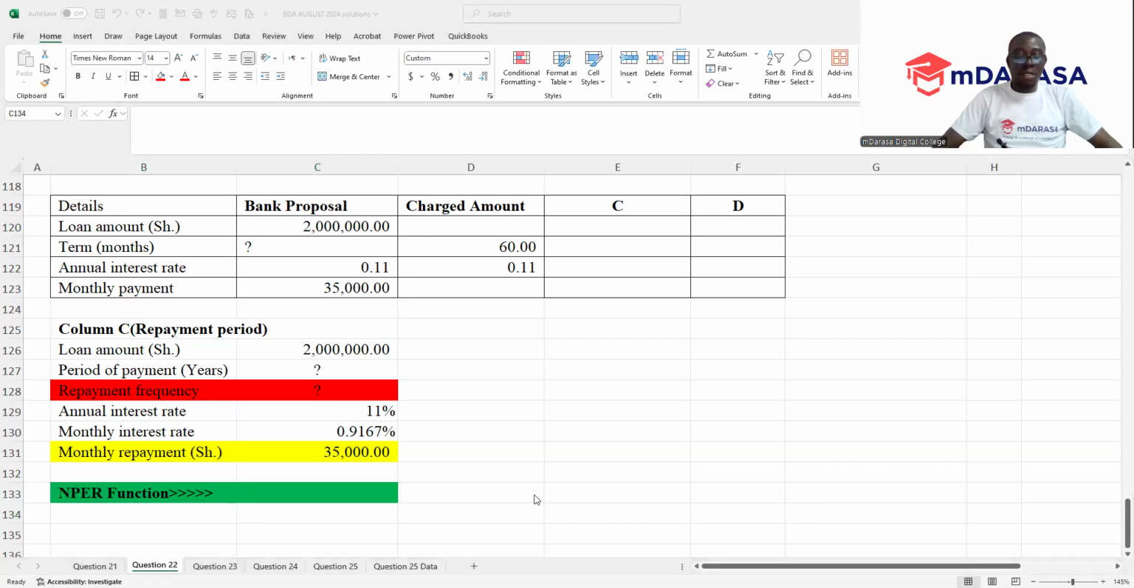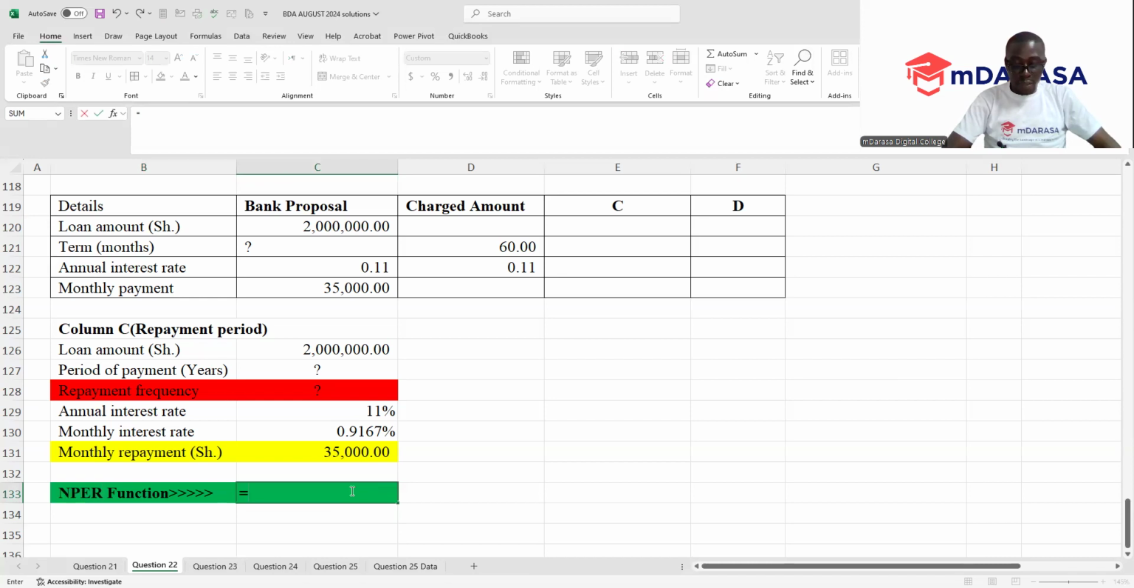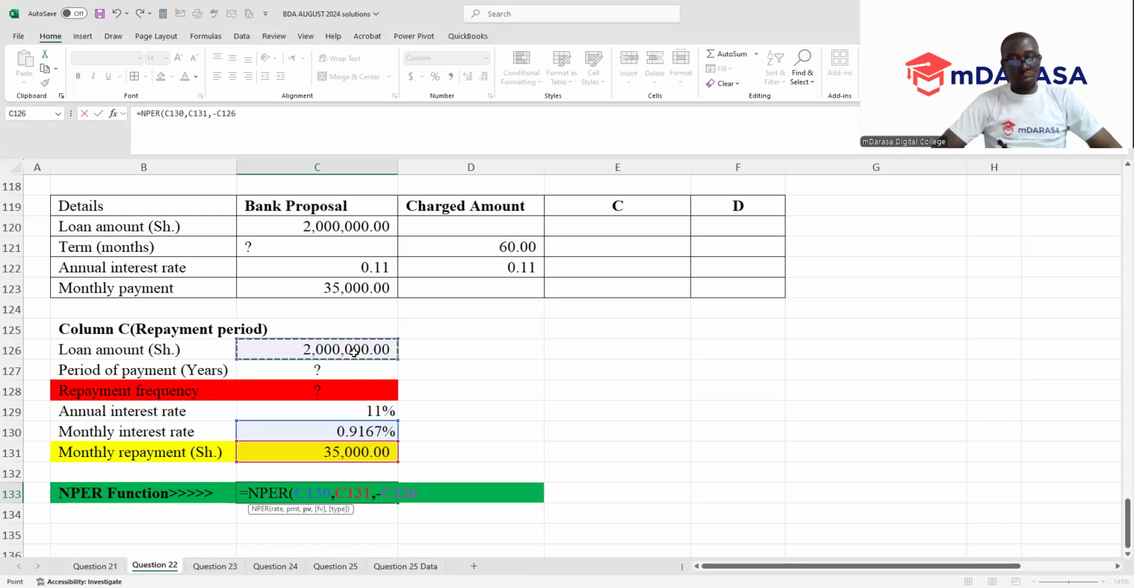And why is Mwalimu saying that this will be easy? Because anytime you're dealing with a function, always start with the equal sign. NPER, tab. The rate, we take our monthly rate, which is that percentage, comma, payment, how much are we paying on a monthly basis? I'm paying, of course, 35,000. What is the loan value? The loan value is a liability of 2 million, so minus 2 million.